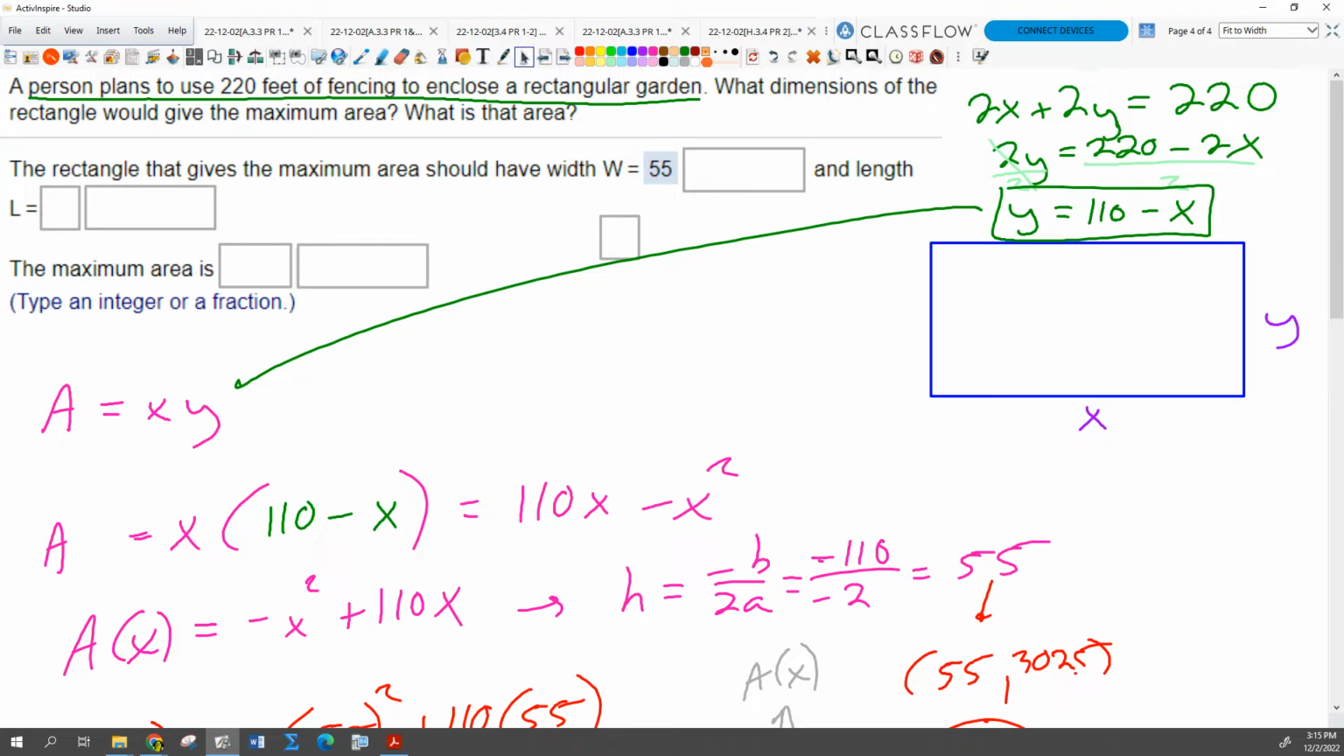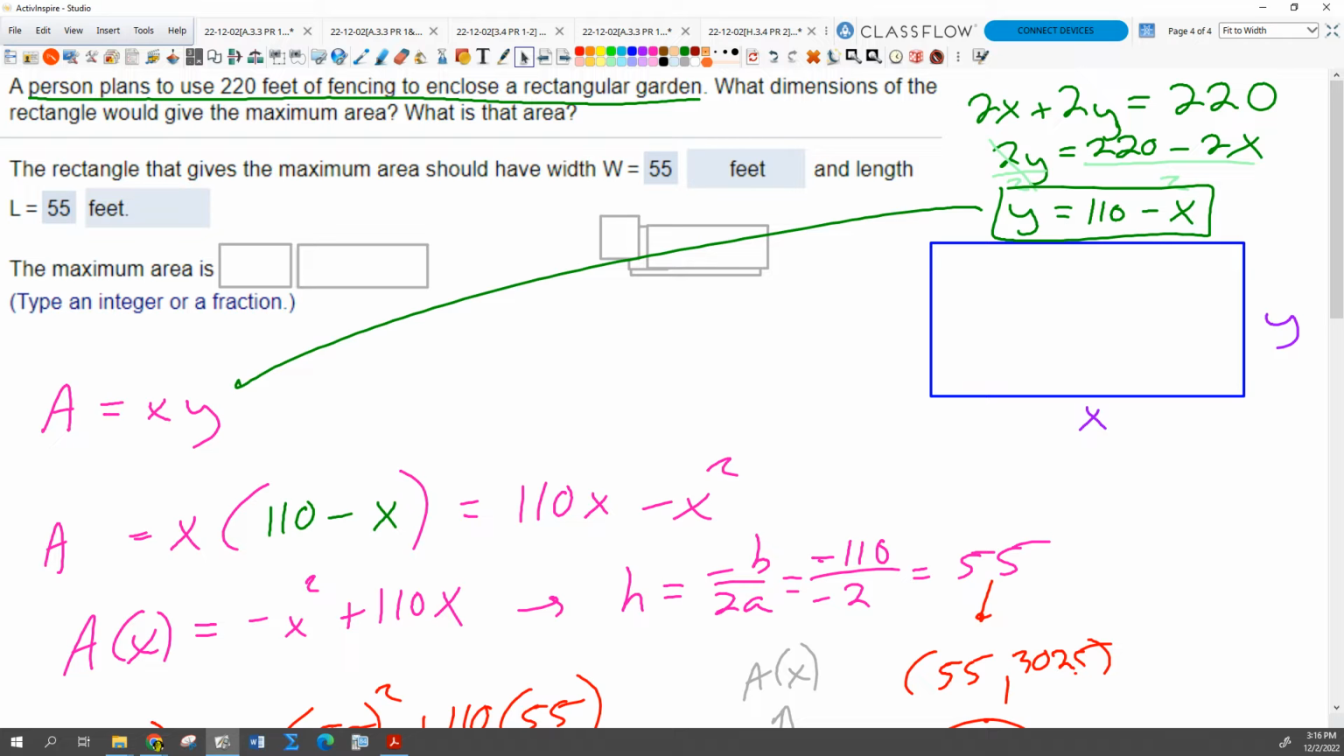And so the width then is 55, right? Units would be feet, right? The length, we have to figure out what the length is. Well, we'll go back and calculate y. So 110 minus 55 is 55. Okay. Feet. Is that surprising? Think about that now. You probably could have told me what the shape was going to be, couldn't you? Well, a square is a rectangle, right?